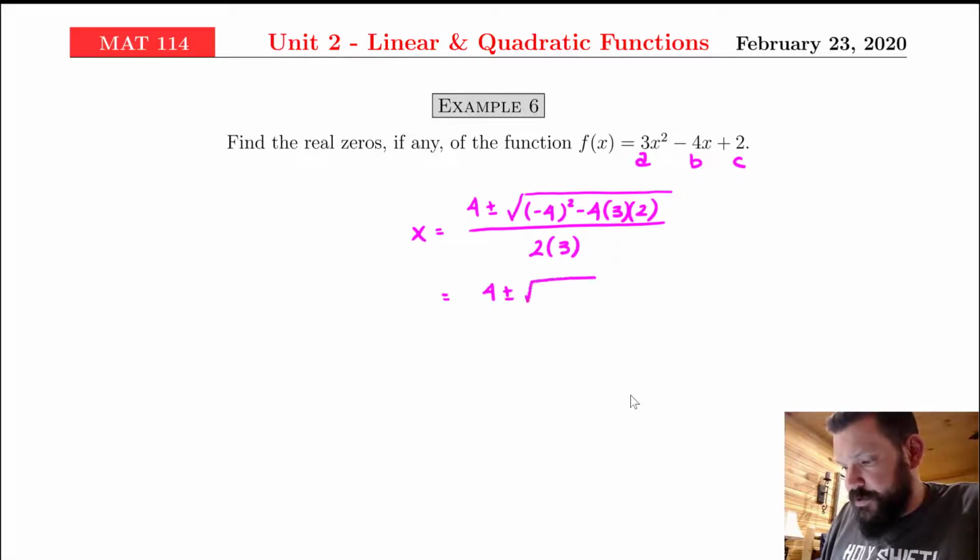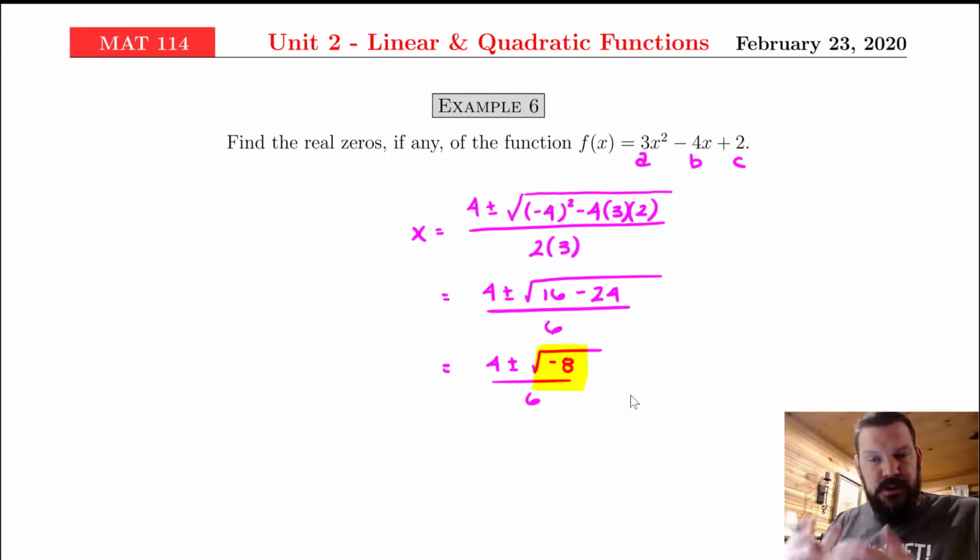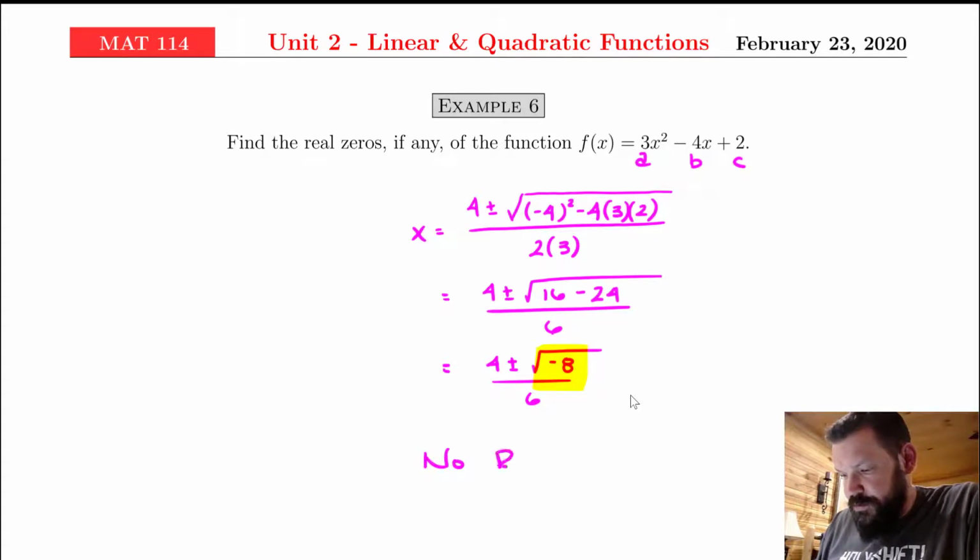So if we simplify what is underneath the radical, we get 16 minus 24 over 6. And then we simplify a little bit further again. 16 minus 24 is negative 8 over 6. And here we see a case where the discriminant, what's underneath the radical, is negative. Now, if you recall from the note just prior to example 5, if the discriminant is less than 0, then that means we have two complex zeros. So this one, since it has a negative discriminant, has no real solution.